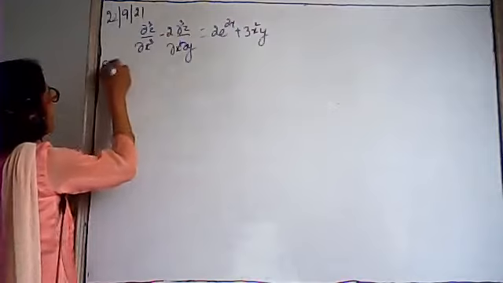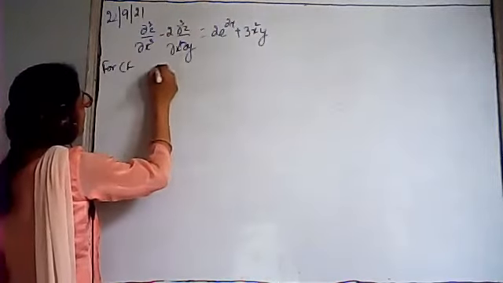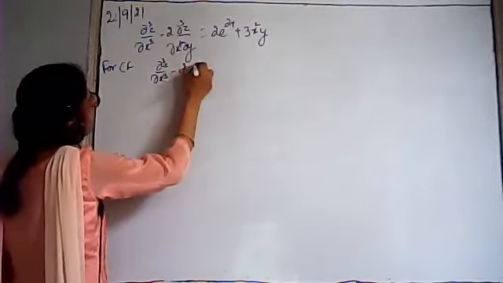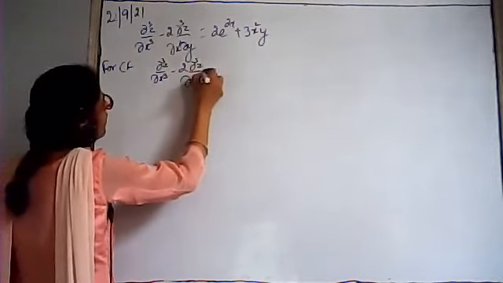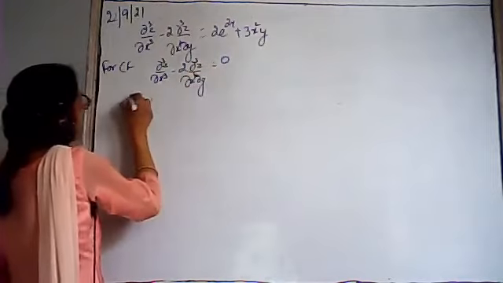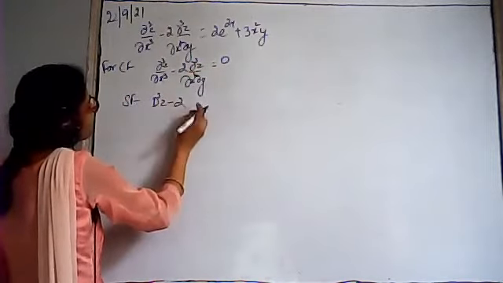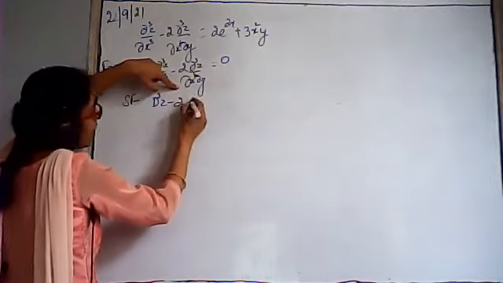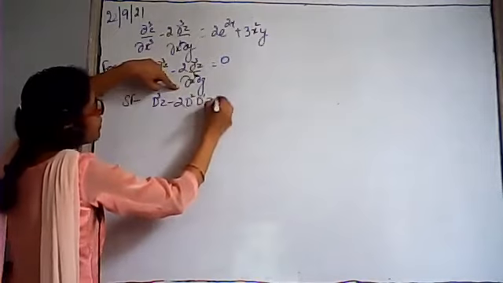First of all, for the complementary function, take the right hand side equal to 0. We get ∂³z/∂x³ minus 2 times ∂³z/∂x²∂y equals 0. So the symbolic form will be D cube z minus 2. Now see, we have ∂x square into ∂y. It means we have D square D dash. Okay?